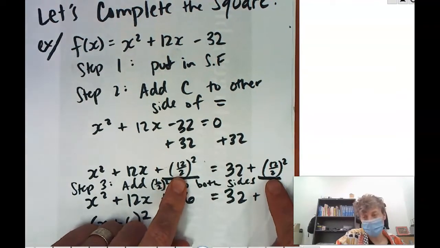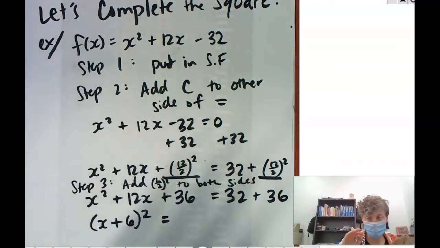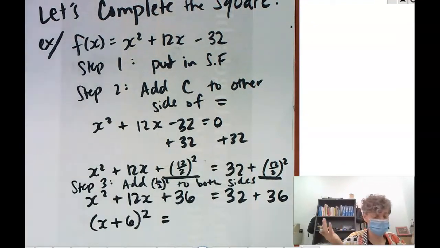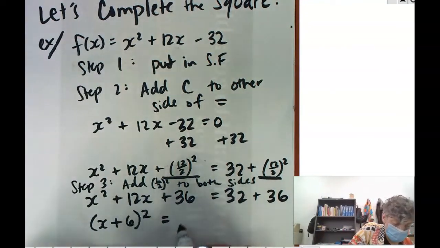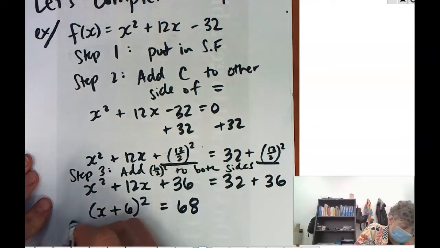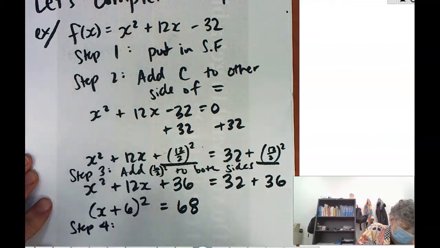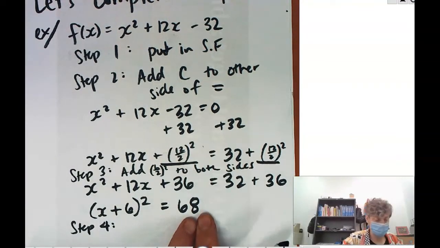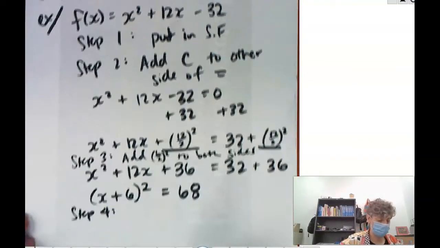We're allowed to add stuff to equations as long as we do it on both sides of the equal sign, and that's still equal. So these two added up, we get 68. And now our step 4, we're going to bring that constant term back over to the other side.